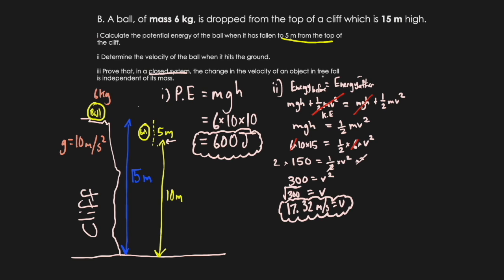Okay, so the next thing we have to do now is prove that in a closed system, the change in the velocity of an object in free fall is independent of its mass. So what this is telling us is that we're looking at this ball. Say we have the same ball here and it's falling in free fall. In a closed system, we're assuming that there's no resistance, no opposing force slowing it down from falling. So when it's falling, only gravity is acting upon the ball.